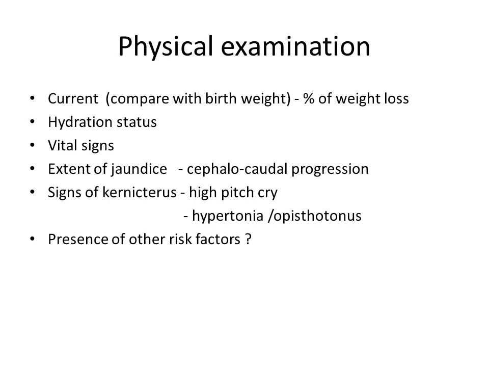Physical examination must include assessment of the following: current and birth weight, taking note of the percentage of weight loss since birth; hydrational status; vital signs, i.e. temperature, respiratory rate, heart rate and blood pressure; extent of jaundice, which progresses in a cephalocaudal manner as the jaundice becomes more severe; signs of kernicterus such as high-pitched cry, hypertonia or opisthotonus; and presence of other risk factors which may have contributed to the development of jaundice, such as hematoma, pallor, or signs of infection.